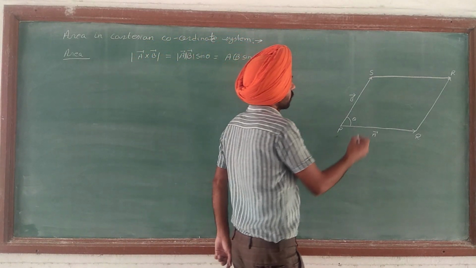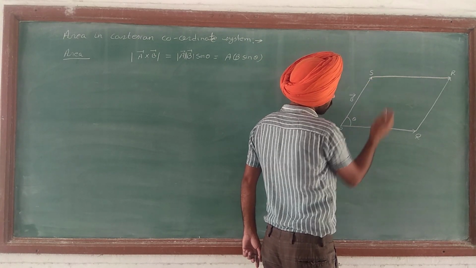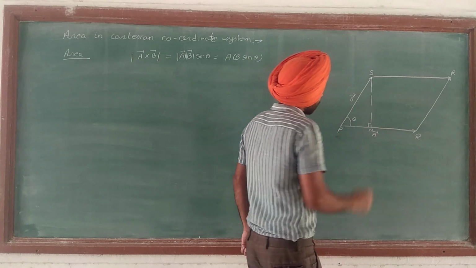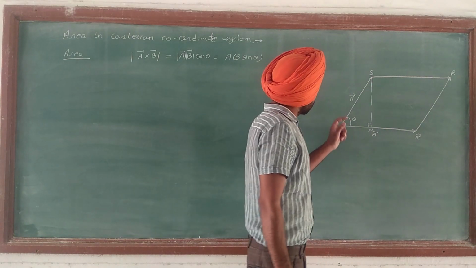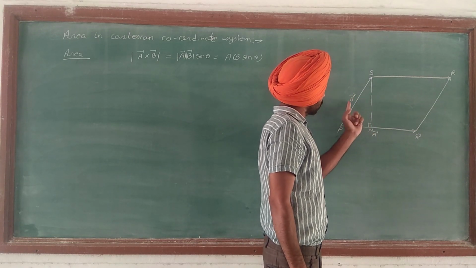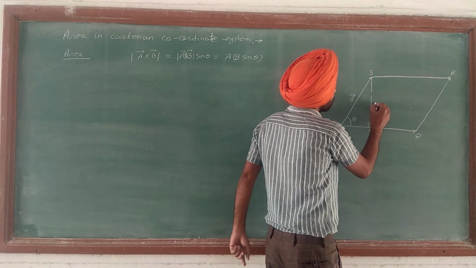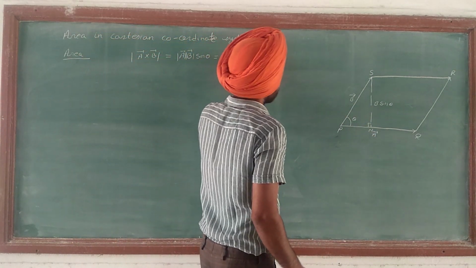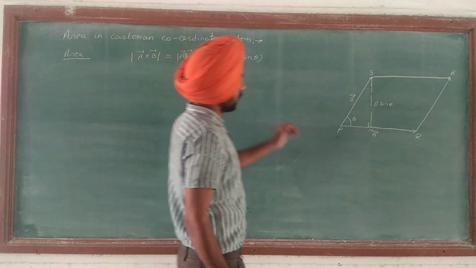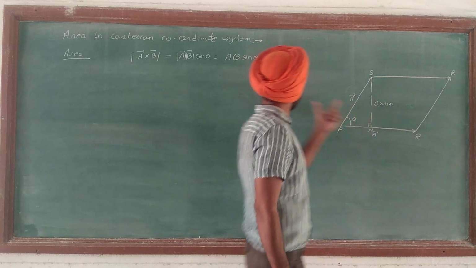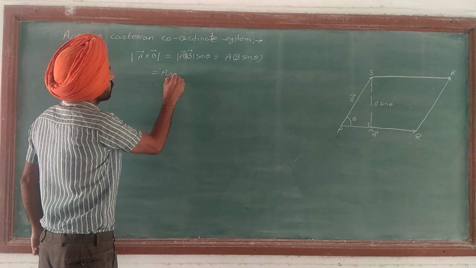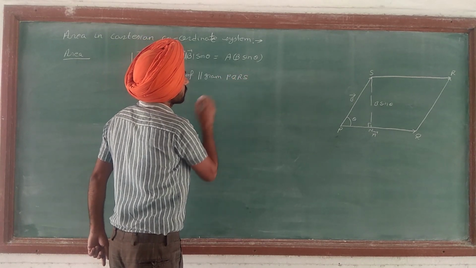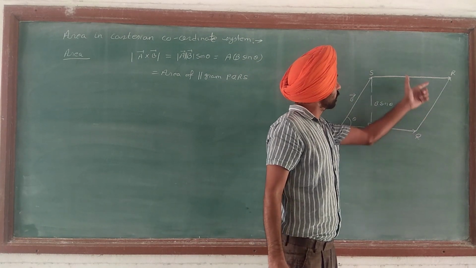In this diagram, if I draw a perpendicular from point S to the vector A and let it join the vector A at point N, then in triangle PNS, we know angle theta, vector B is the hypotenuse, SN is the perpendicular, PN is the base. Then SN is B sine theta in this triangle. So from the diagram, A into this perpendicular B sine theta gives the area of parallelogram PQRS.